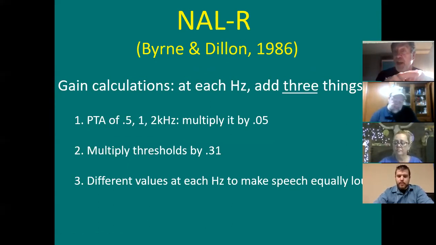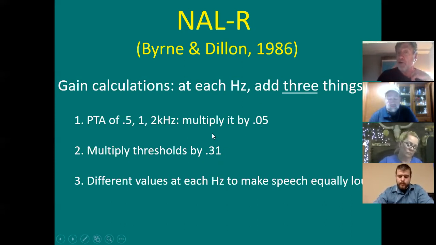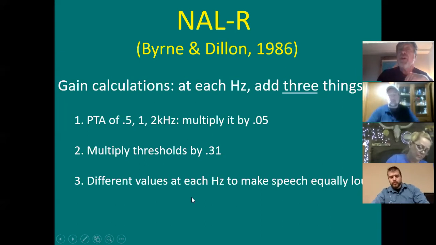And that's going to stay the same, of course, for the audiogram, because the pure tone average is the pure tone average. It's the threshold of 500, 1,000, and 2,000. Then you're looking at the thresholds. Each threshold, you're basically dividing that by 3 or multiplying it by 0.31. Okay? So you're adding number 1 together, you're adding number 2, and then you're adding number 3. And number 3 is the different values at each frequency to make speech sound equally loud.